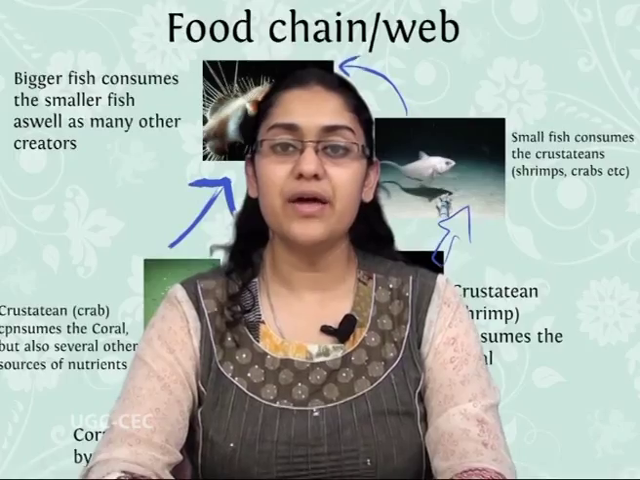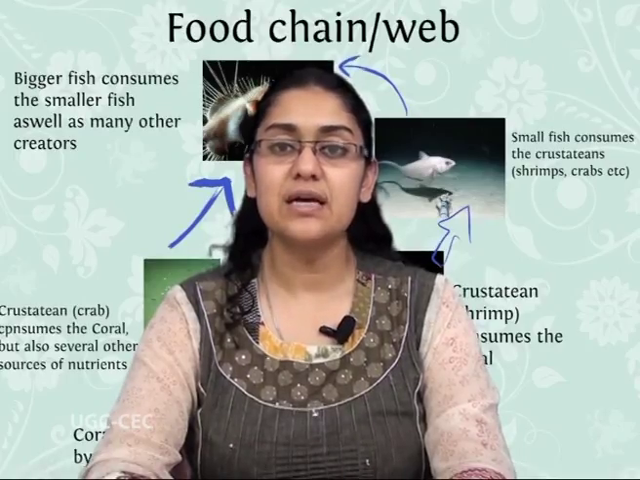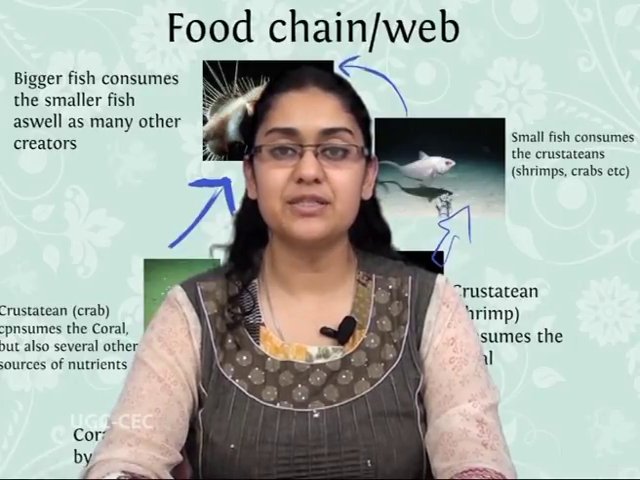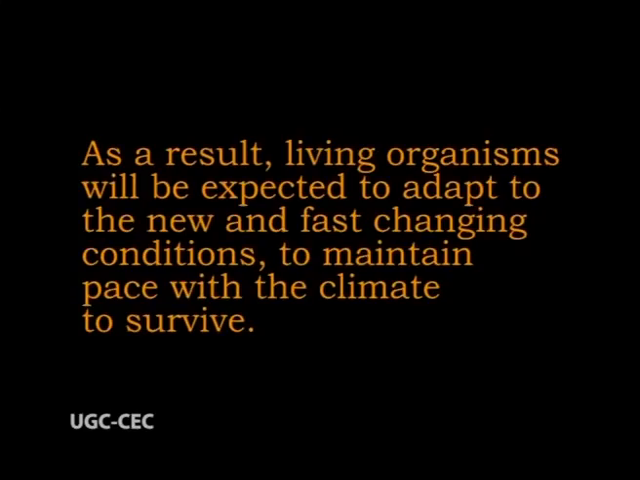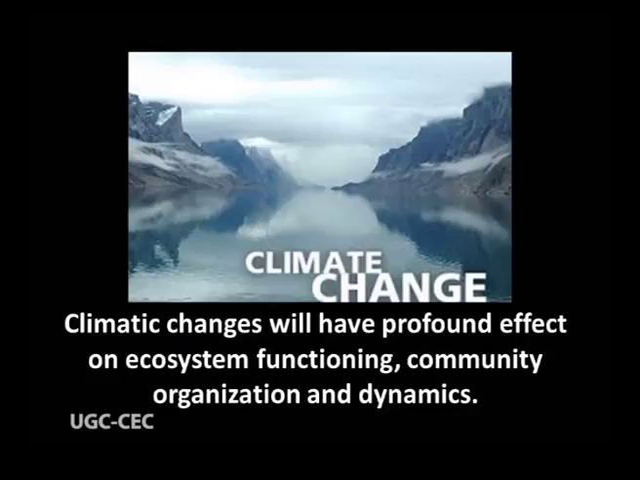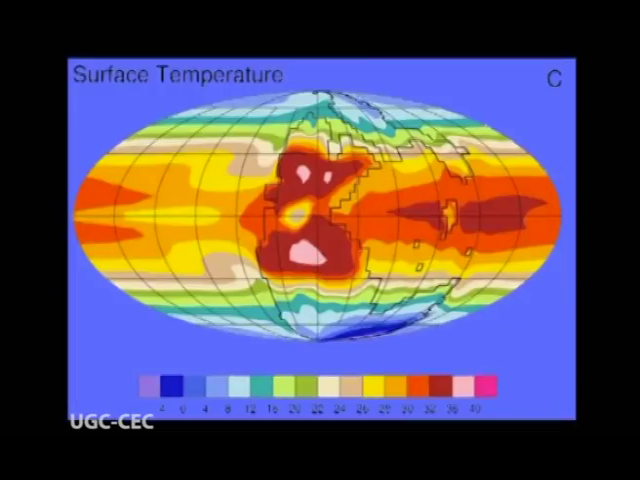There will be rearrangement of the existing distribution of climatic conditions across the world in the current century itself. As a result, living organisms will be expected to adapt to the new and fast changing conditions. Climatic changes will have profound effect on ecosystem functioning, community organization and dynamics. Different latitudinal zones support portions of the world's biological diversity with climatic changes. There are population movements and all the zones of the world are affected by these.